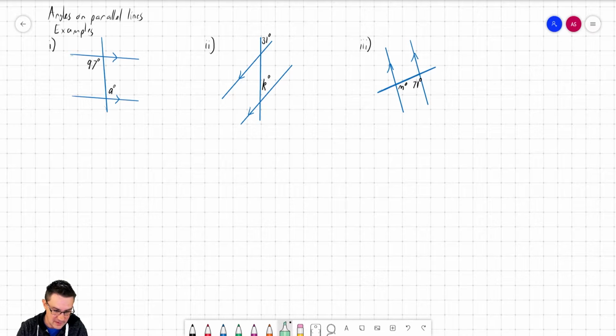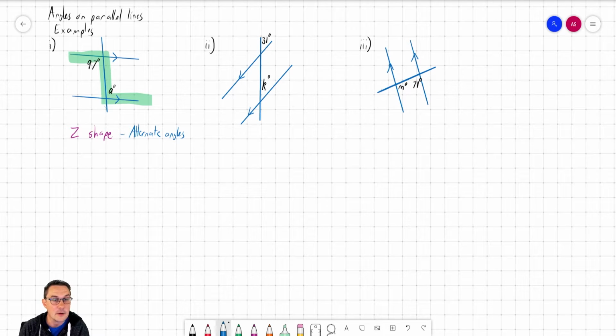So if I was to do that and go across here and then down and across, it's helping me identify the type of shape that I'm using here. As we look at this, this has what appears to be a Z shape. Now thinking about the rules that we use here, when we have that Z type shape, what that means is we have alternate angles. And so we can identify here then that angle A is going to be equal to that 97 degrees. So we can state A equals 97 degrees.